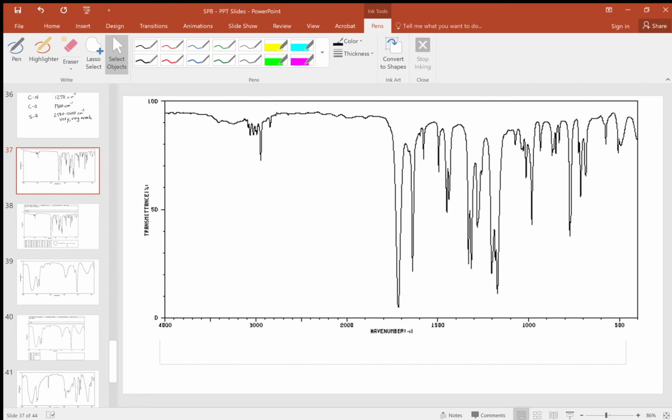All right, so what did we find? Well, the first peak I see here is this very, very strong peak. And to me, that looks like a carbonyl peak. Now, it's at about 1710. It's just over 1700. So my initial thoughts would be that it's a ketone.